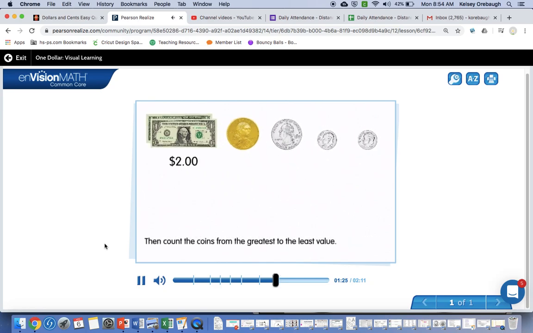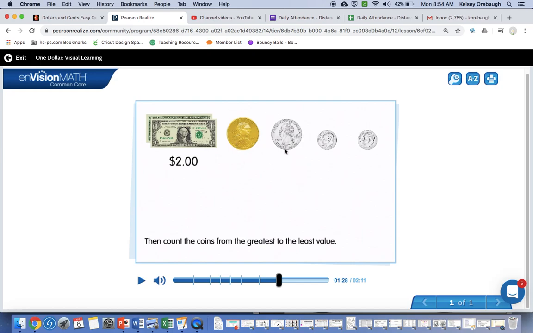Then count the coins from the greatest to the least value. What they mean by that is notice that the dollar symbol is written before the amount. We say "2 dollars," not "dollars 2." So the dollar symbol is written before the amount, but we say the word dollar or dollars after the amount. So this is $2. Then we would count the coins from greatest to least value. Greatest meaning biggest. So a dollar coin is also worth $1. So we would add 2 plus 1 is $3.